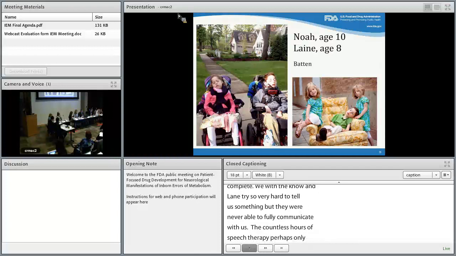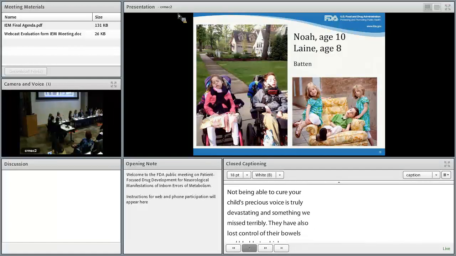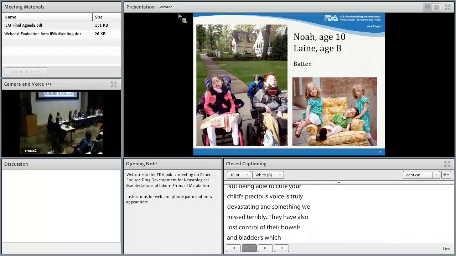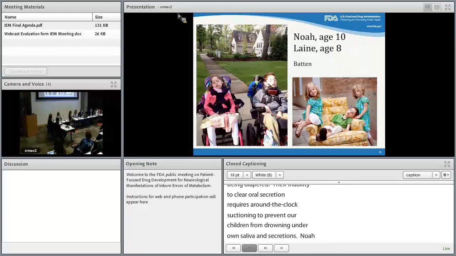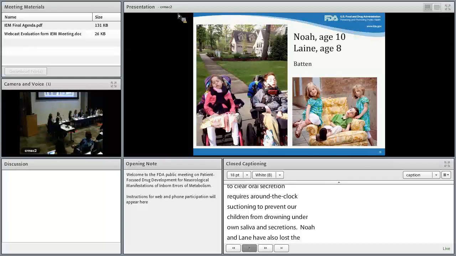I would also say that emotionally this took one of the largest tolls on us as parents. Not being able to hear your child's precious voice is truly devastating and something we miss terribly. They have also lost control of their bowels and bladders, which necessitates our children still being diapered. Their inability to clear oral secretions requires round-the-clock suctioning to prevent our children from drowning on their own saliva and secretions. Noah and Lane have also lost the ability to eat.